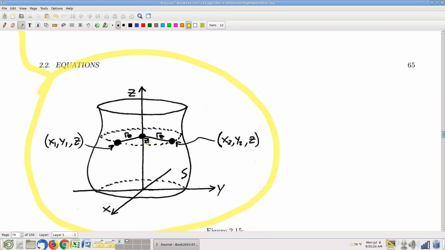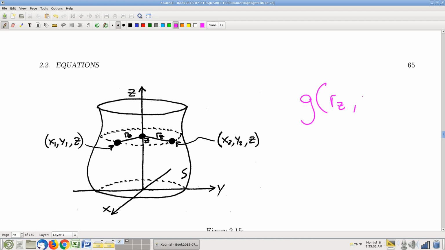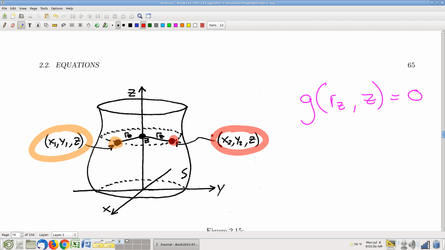Let's look at a picture. Here is such a picture. Let me write down our equation: G of r sub z comma z equals 0. There's that equation. Let's consider a couple of points. This point here that has those coordinates, and now here's another point, totally different point. This point here that has those coordinates, they have different coordinates. They're not the same point. They have different x's. They have different y's.